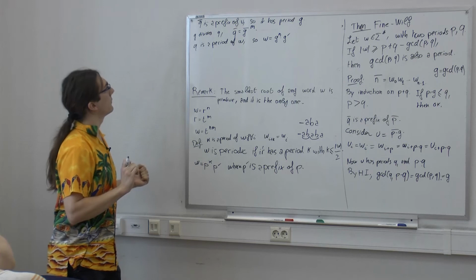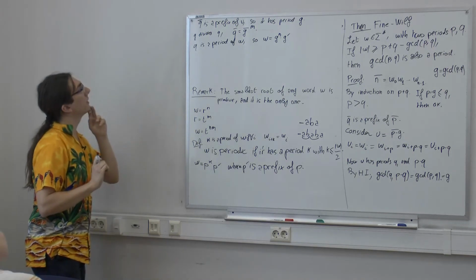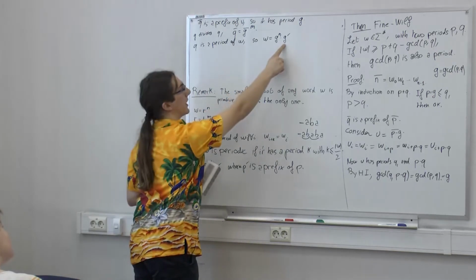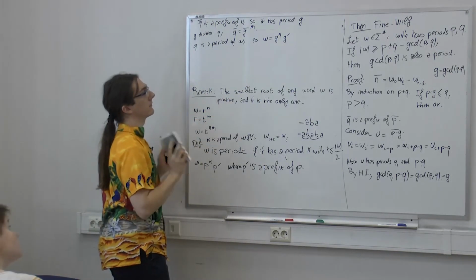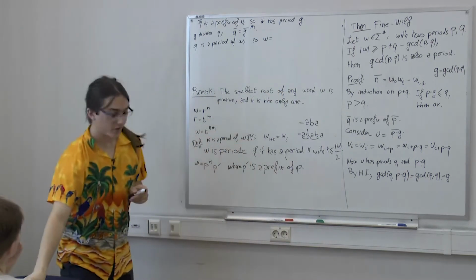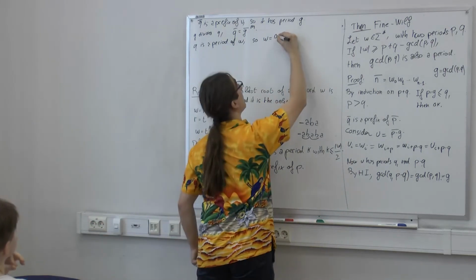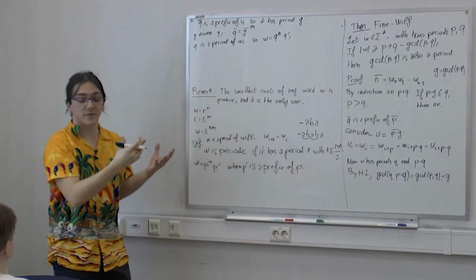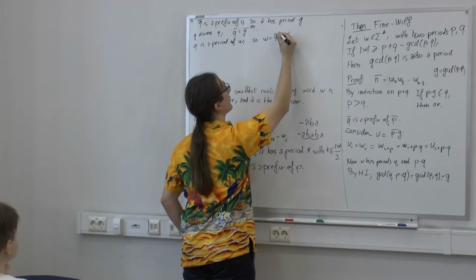No, not exactly. What did I write wrong here? Q is a period of U. We cannot write that directly because this G prime here might misalign. So let me take that back. I can write Q to the N Q prime. That's safe because I just said that Q is a period of W.